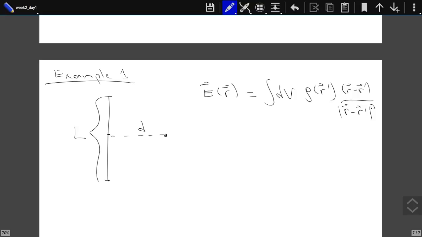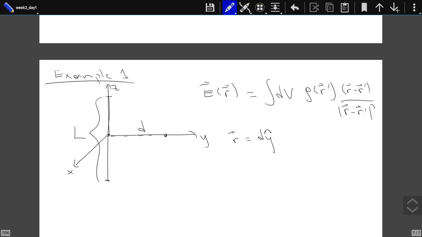Okay, to be able to write the charge density, we should first choose some coordinate axis. So for simplicity, let's choose these coordinate axes, x, y, and z. So we are looking for the electric field at the point r is equal to d y hat. This is the point at which we are trying to evaluate the electric field.